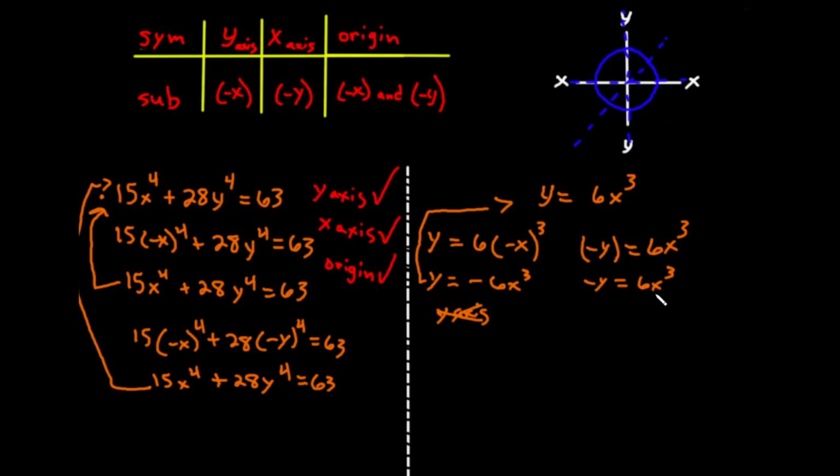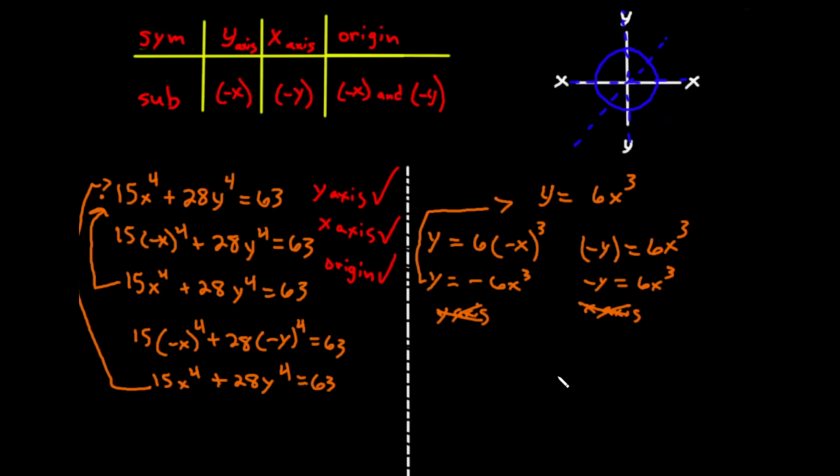Now, if you weren't too certain, we have 6x to the third power. They're both positive 6x to the third power, right? But these are not the same. So we don't really have to do much here. We just found out that substituting negative y, which means we're looking for x-axis symmetry, it does not have x-axis symmetry.